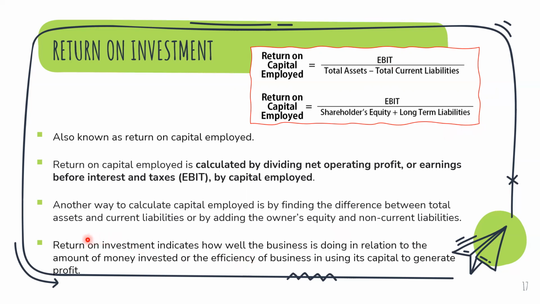Okay. Another important thing that we need to know on return on investment is the function of ROI or ROCE. This ratio indicates how well the business is doing in relation to the amount of money invested, or the efficiency of the business in using its capital to generate profit. And usually the higher the ratio is, the better. Right.